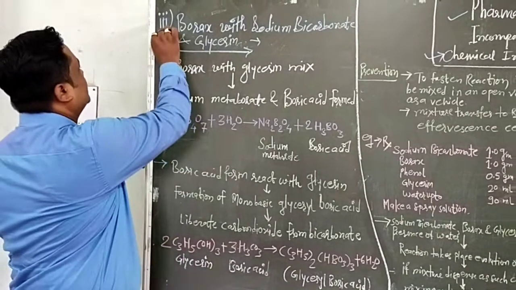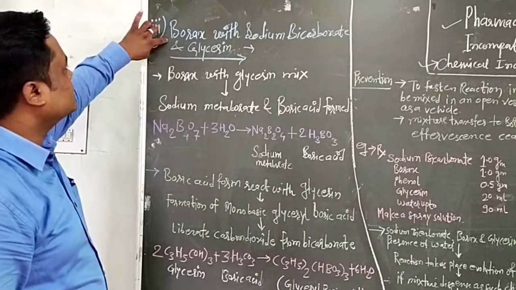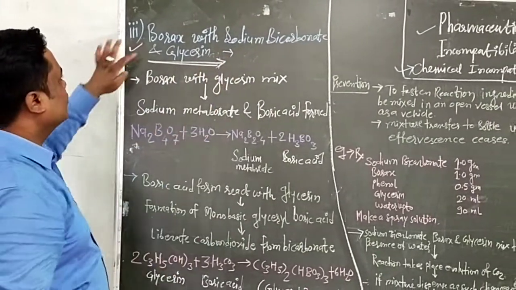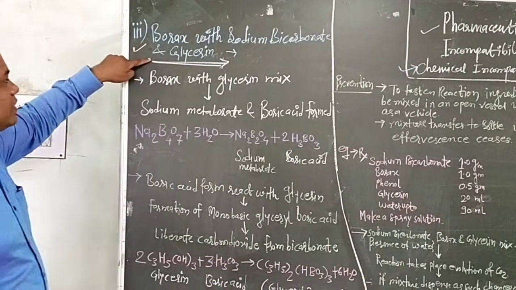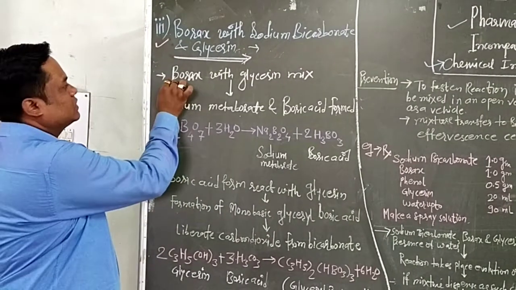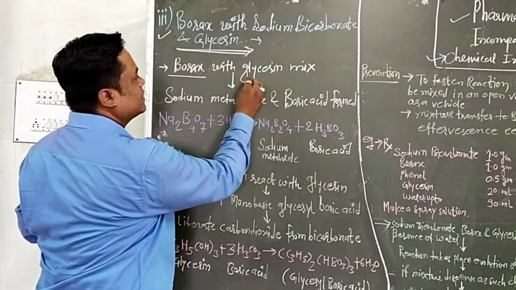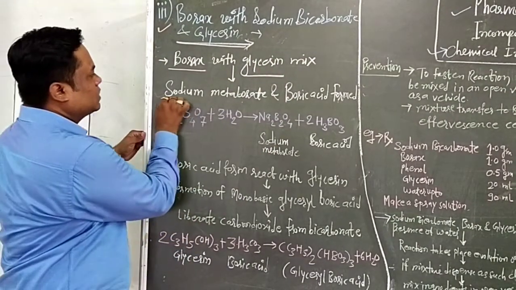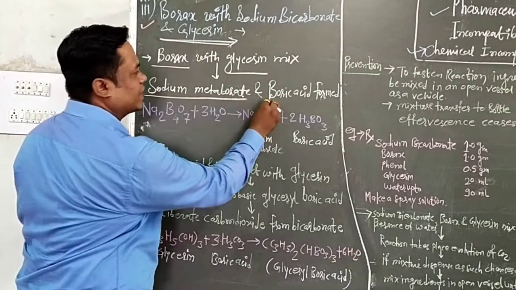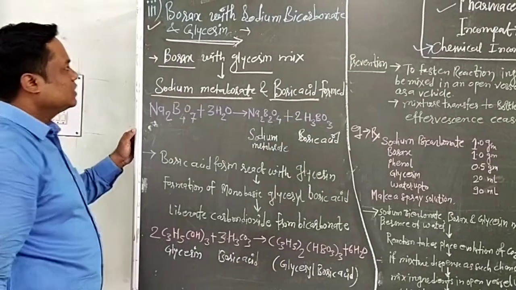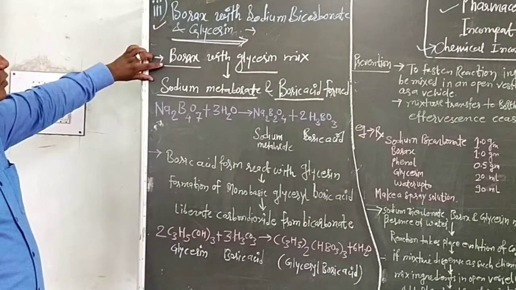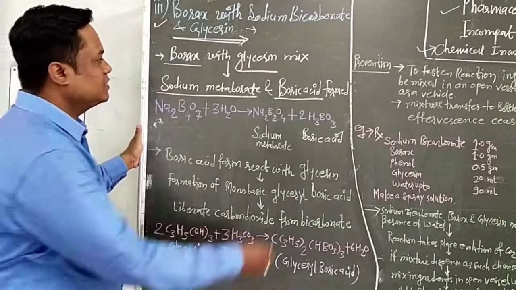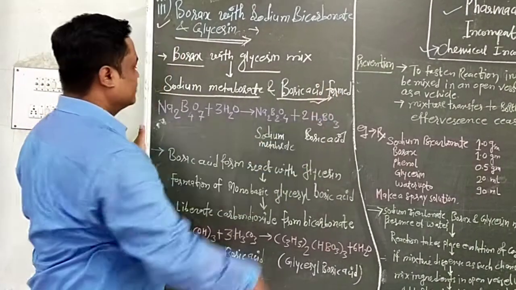We are going to take the third example, that is the reaction of borax with sodium bicarbonate and glycerin. When there is interaction between borax, sodium bicarbonate and glycerin, the borax when mixed with the glycerin forms first sodium metaborate and second boric acid in the reaction.